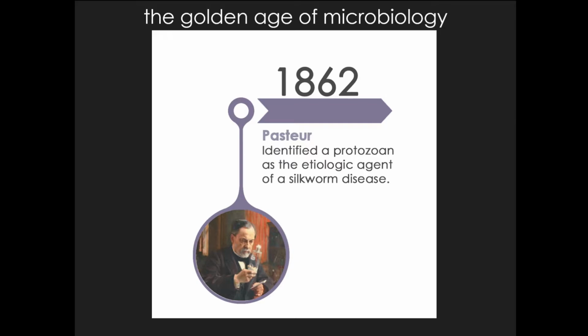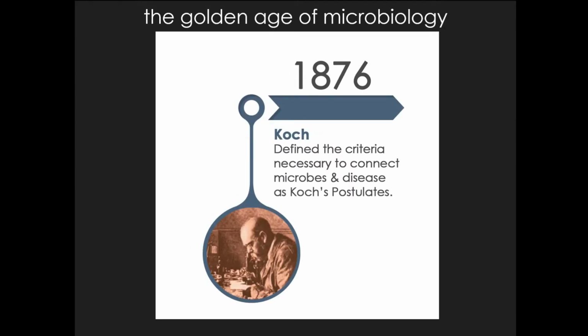So Louis Pasteur, and then fast forward just about 15 years to actually one of his biggest rivals, a German by the name of Robert Koch, who is known best for his postulates. Koch's postulates define the criteria necessary to connect microbes and disease.